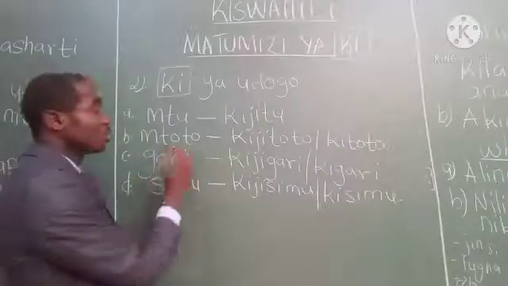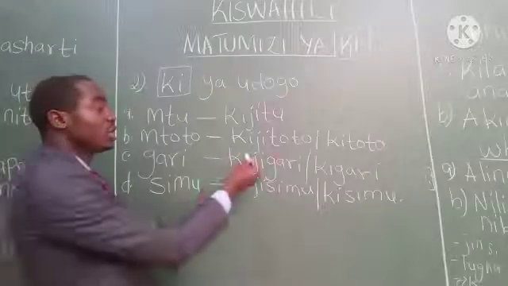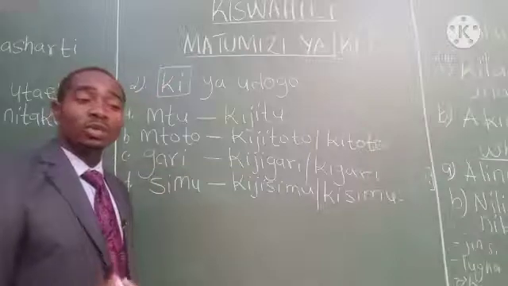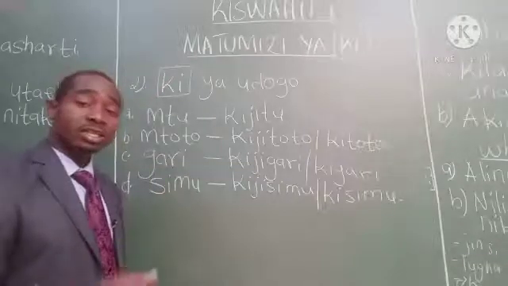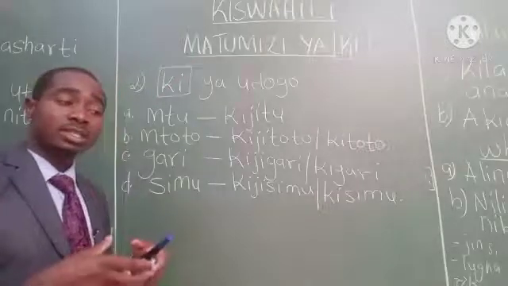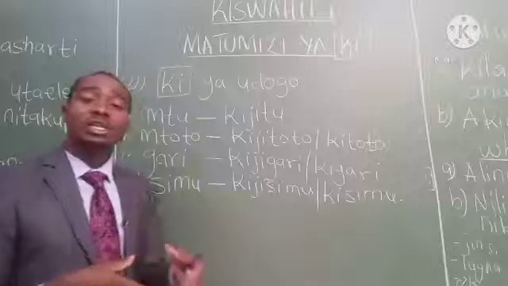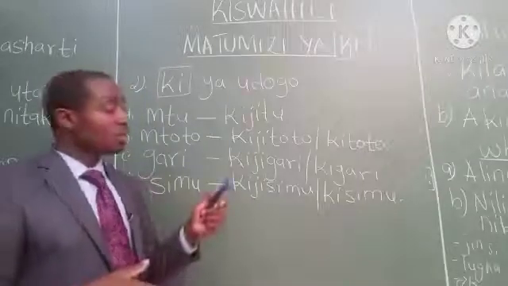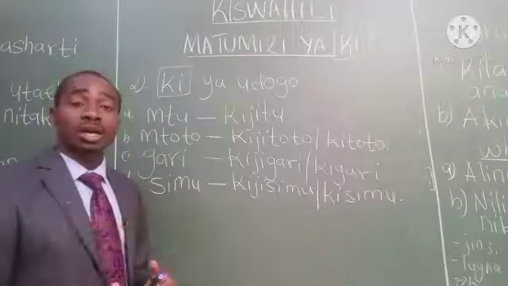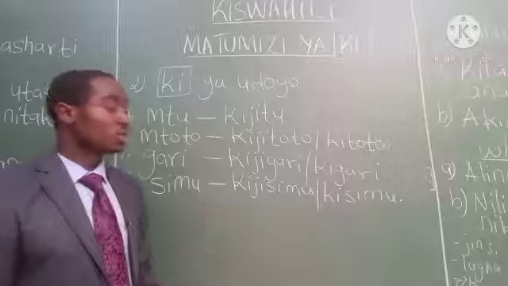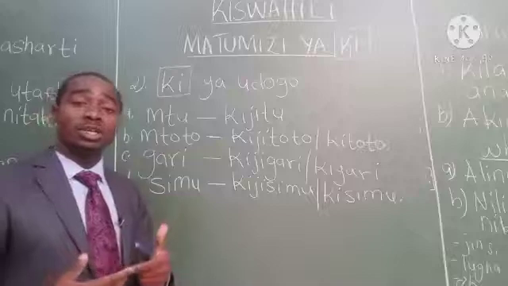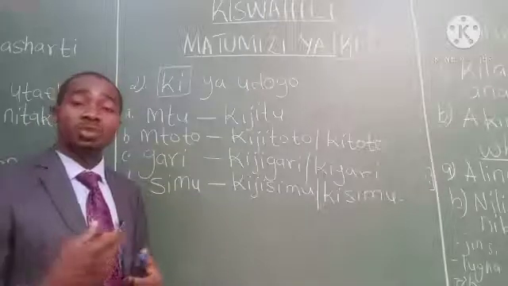And then mtoto will have two forms. The first one is kijitoto, or the second one kitoto. So it's when you want to criticize or praise, and it depends on the size. When it is very small, you say kitoto or kijitoto. But when it is big, you don't say kijitoto. We have other forms, and this one is not in this lesson. For instance, when it's very big, huge, gigantic, you say jitu.